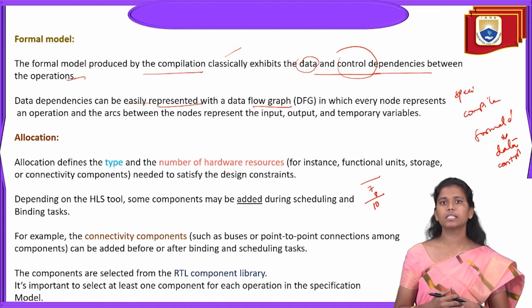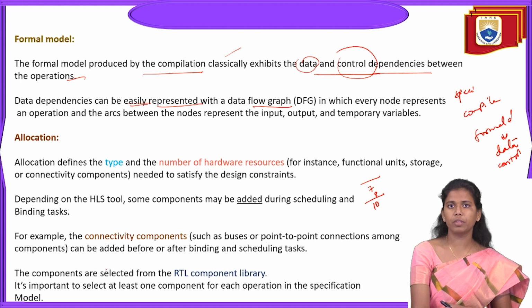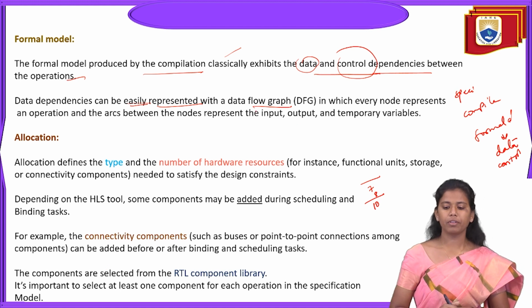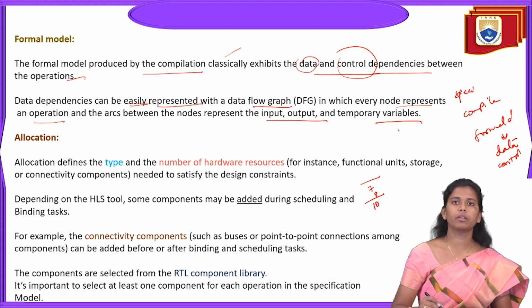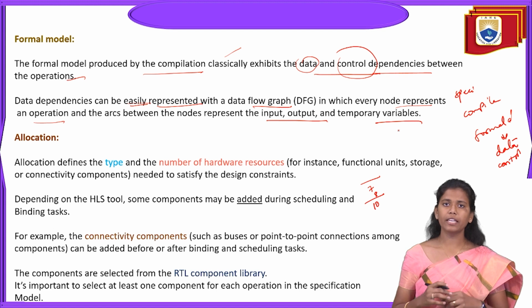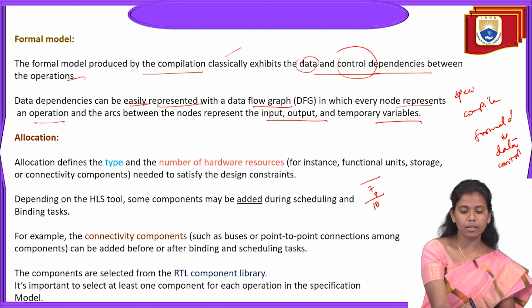So the data dependency is easily represented with the help of a data flow graph. Each node represents an operation, and the arcs between the nodes represent the input, output, and temporary variables. So here the data flow graph has some memory allocation, and it also has the nodes. Every node represents an operation.